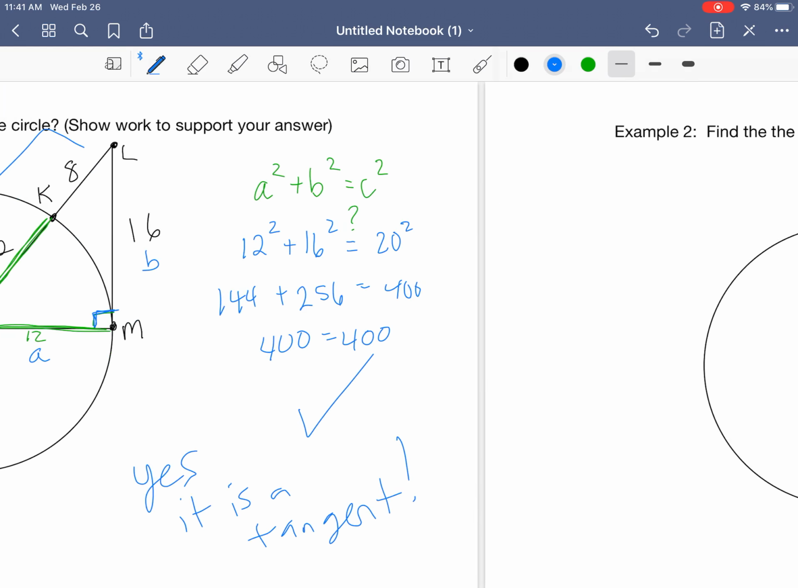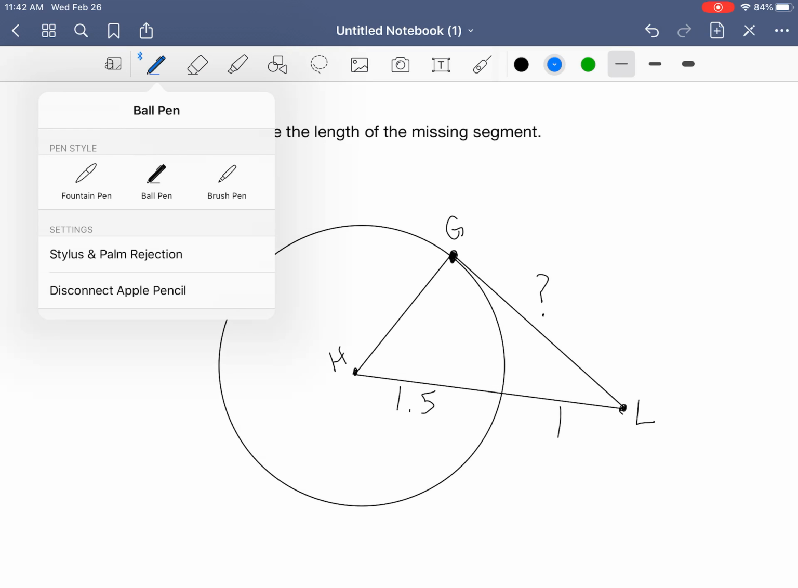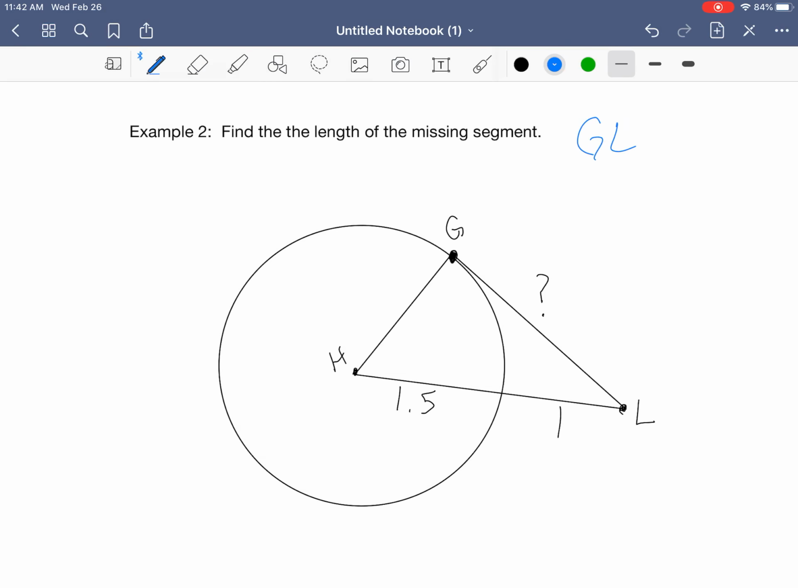Okay. The next example is same concept, except this time we're going to be using the fact that it is a tangent to find a missing length. So here we would be told that GL is a tangent. Okay, you have to know that first. And we want to find that missing length of GL, so where the X is. So let's go ahead and fill in what we know. We know that the radius is 1.5, which means that HG also has to be 1.5.